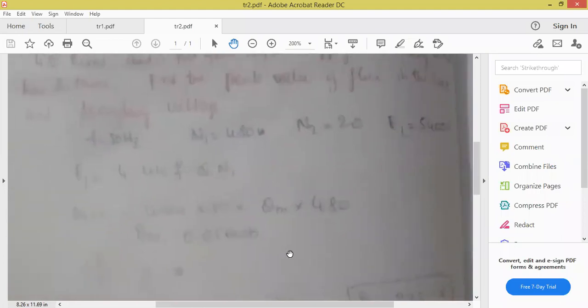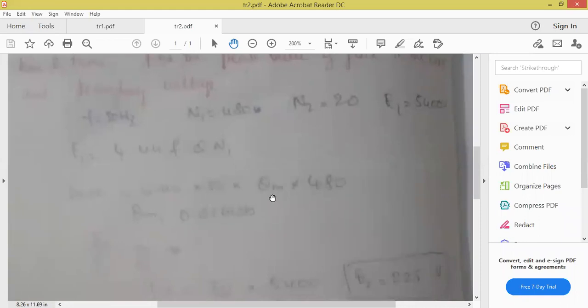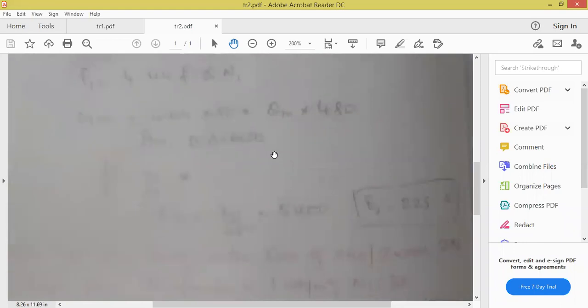In this problem, what are they asking? Find the peak value of the flux. Peak value means we have to calculate phi m. They have not given the value, so phi m we are supposed to calculate, into N1. How much is N1? 480. They have given the value of E1 and frequency, and N1 is already given as 480. Just substitute. What value are you getting?